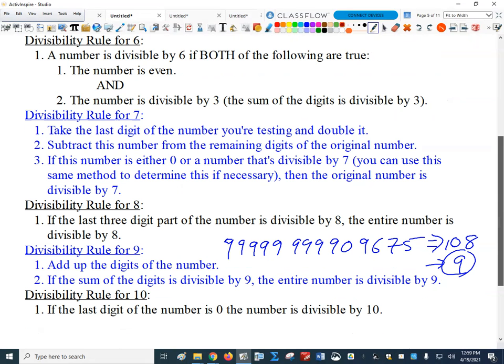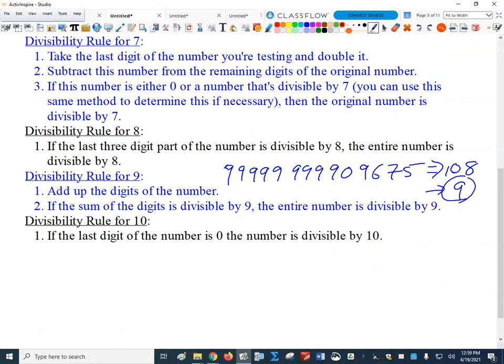Similar rule applies for 8. 8 doesn't divide into 100 evenly, but it divides into 1,000. So you can just look at the last 3-digit part of some big number, and if that's divisible by 8, the whole thing is. 7's the weird one.